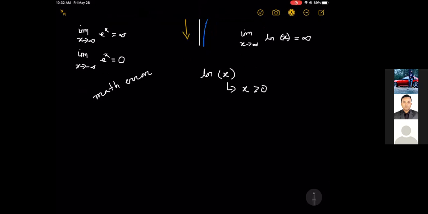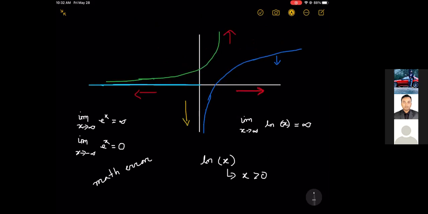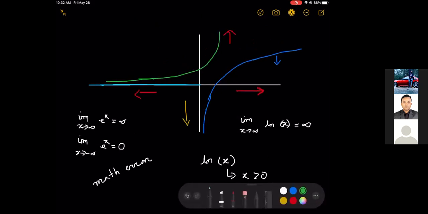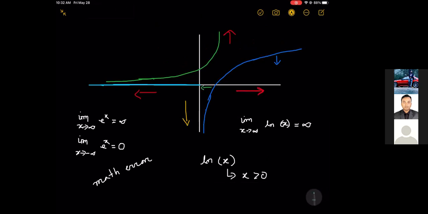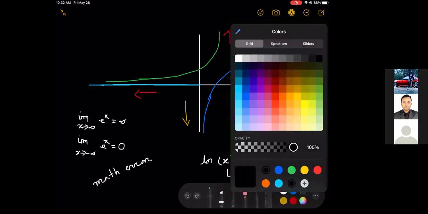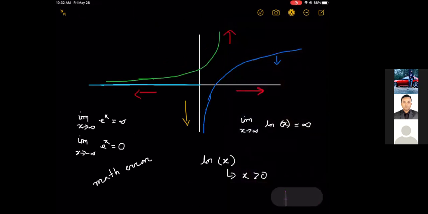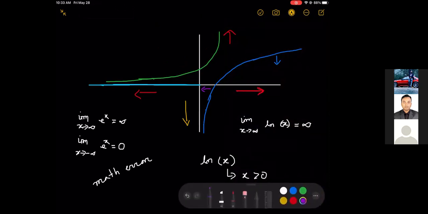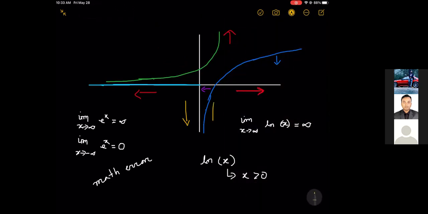We can't have any negative value, not even 0. We can't have any negative value and 0 for any logarithmic functions. It has to be strictly greater than 0. That means we can go up to 0, but not exactly to 0. And for that, you can see the function is going downwards, right?